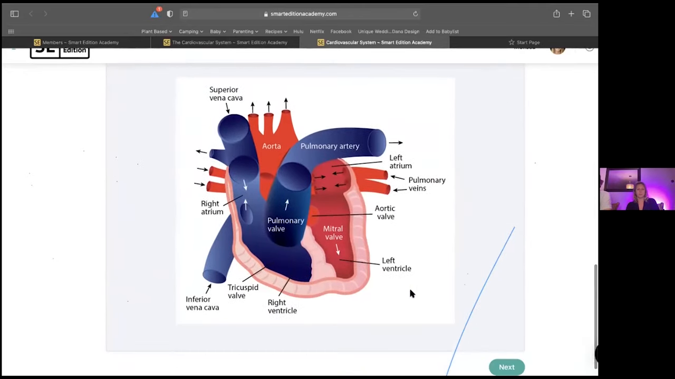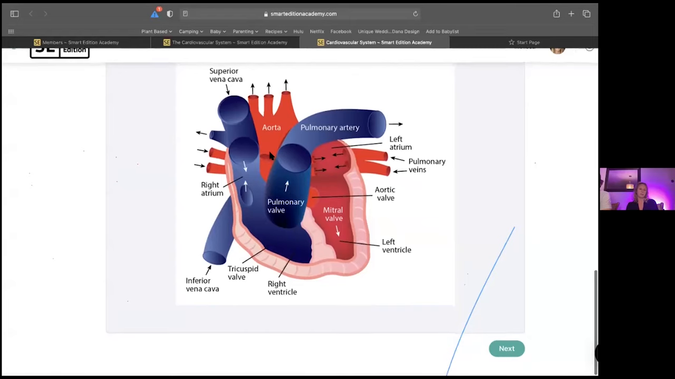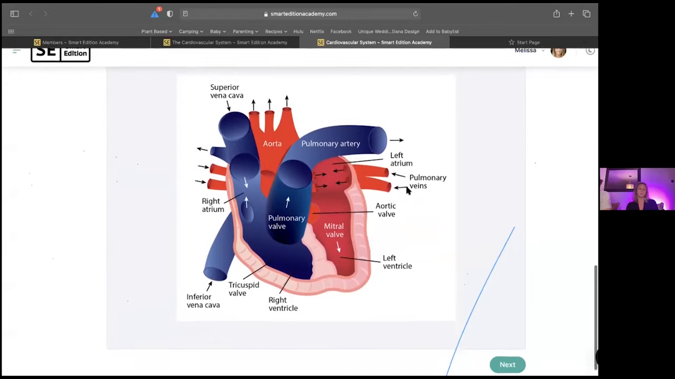All right, so here's the image here. The blue is deoxygenated, so it's the veins. Inferior from the lower part of the body, superior from the upper part of the body, into the right atrium, right ventricle, pulmonary artery, into the lungs. Back from the lungs, through the pulmonary veins, into the left atrium, through the mitral valve and the left ventricle, to the aorta, through the aortic valve, which is right here, and the aorta, into the rest of the body.